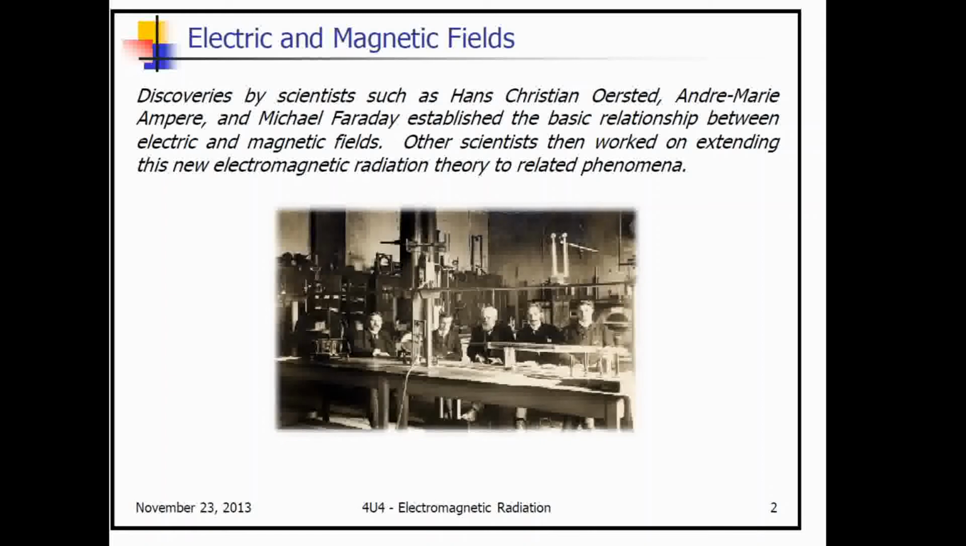So discoveries by scientists such as Hans Christian Ørsted, André Marie Ampère, and Michael Faraday established the basic relationship between electric and magnetic fields. Other scientists then worked on extending the new electromagnetic radiation theory to related phenomena. So they understood that there was this connection between electric and magnetic fields, and then there was an understanding of electromagnetic radiation, how electric and magnetic fields radiate. And this was applied to other phenomena.